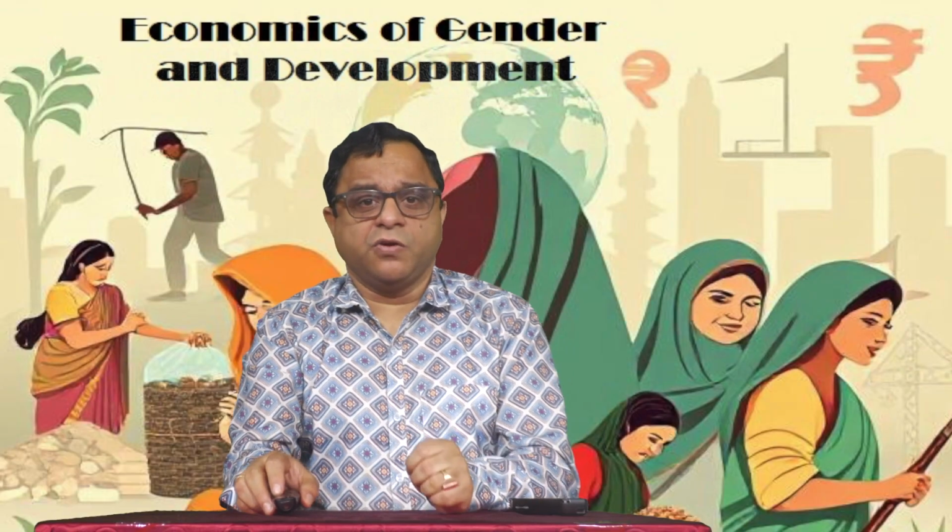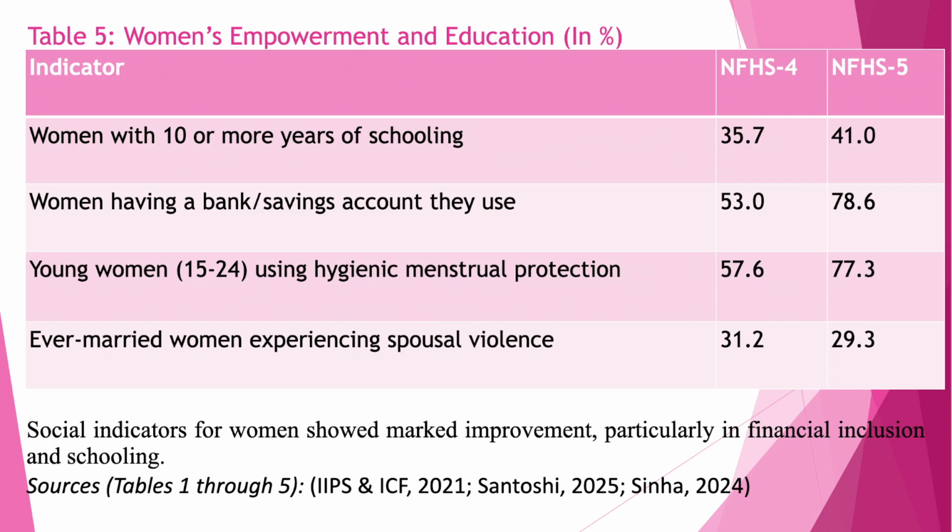And in table 5, we see the women's empowerment and education indicators. Here we see women with 10 or more years of schooling, women having a bank or savings account, young women in the age group of 15 to 24 using hygienic menstrual protection, and ever married women experiencing spousal violence. So here we see the data, and for the social indicators for women, it shows a marked improvement, particularly in financial inclusion and schooling. And these data are from the National Family Health Survey, 5th round.